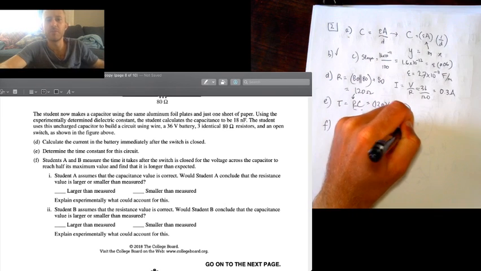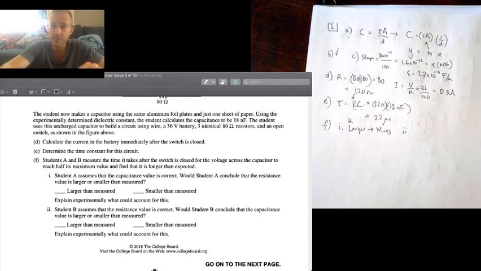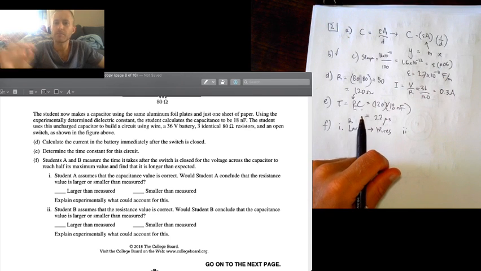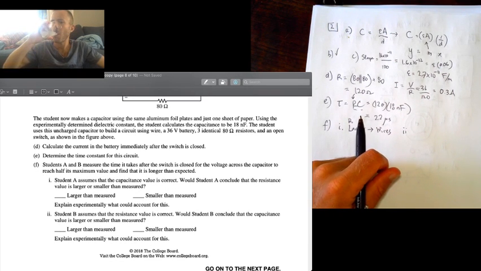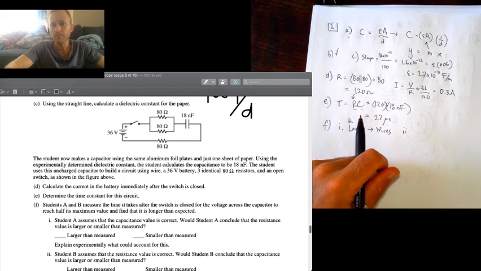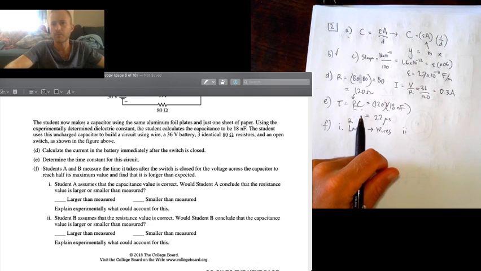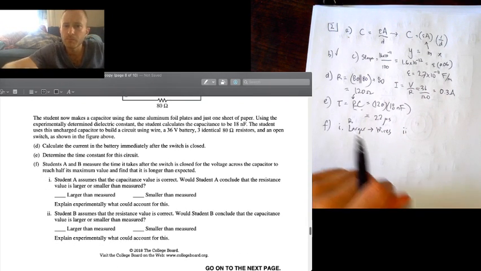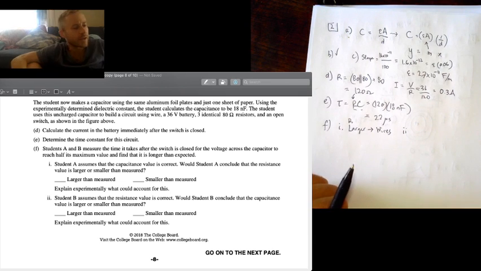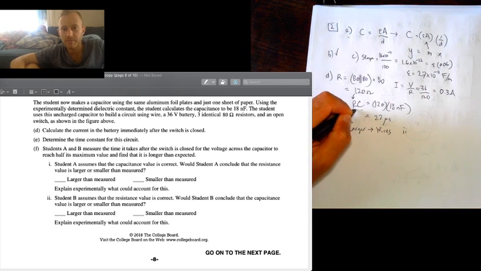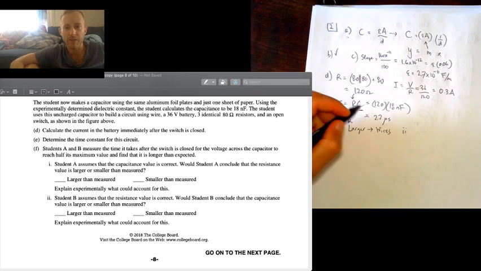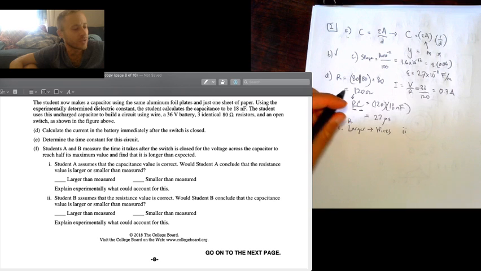Part 2, student B assumes that the resistance value is correct. Would student B conclude that the capacitance value is larger or smaller than measured? Well, again, if you're assuming that R is right, then the capacitance has to be wrong. And that means that the capacitance is actually larger.